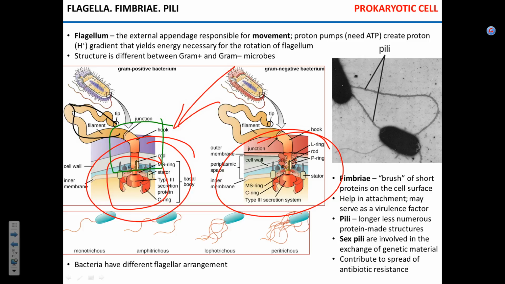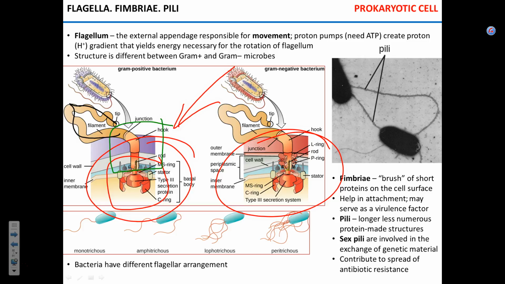The motor rotates the hook. So the hook goes like that, and the filament follows it and actually becomes a propeller. Imagine there's a filament attached here. My hands are the motor. It rotates and propels the cell forward. Does that make sense? What does this process require? Energy. Sure enough, so ATP.